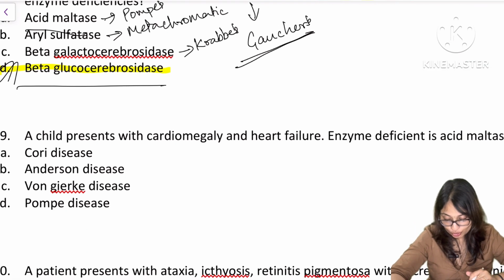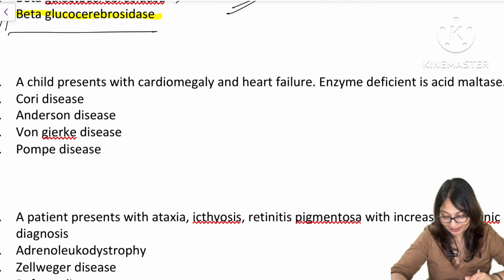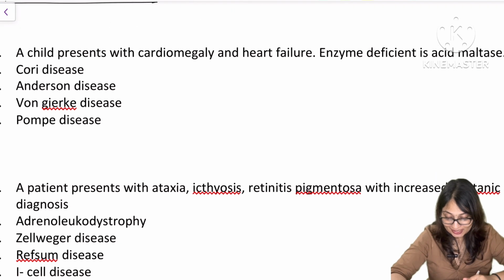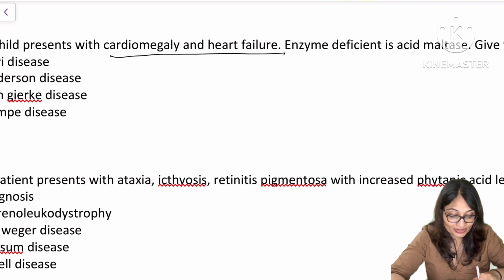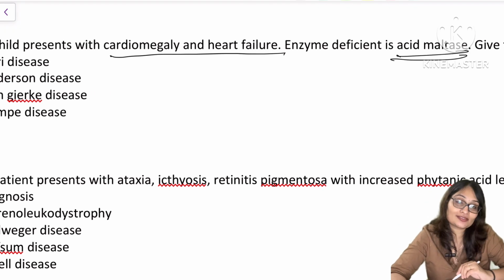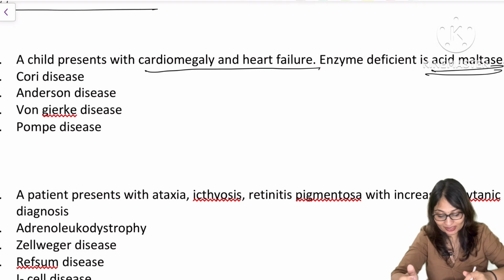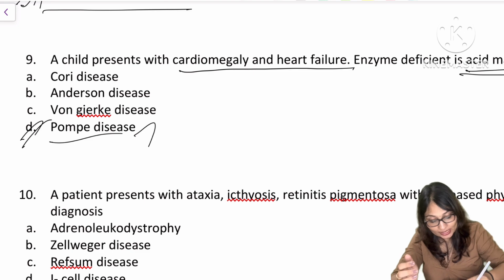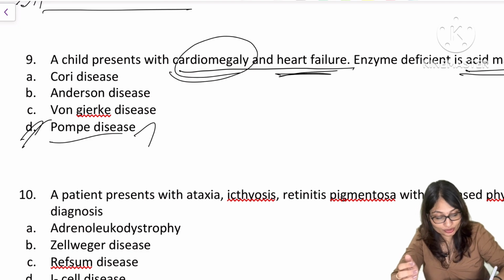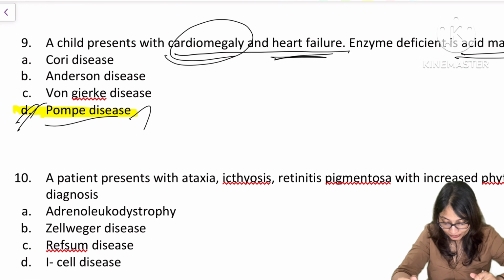So now let's move on to question 9. Okay, so we are beginning with where we left. This is a child presenting with cardiomegaly and heart failure. Enzyme deficient is acid maltase. So acid maltase, just now I told you, deficiency is associated with Pompe's disease. One more pointer here is cardiomegaly and heart failure. The glycogen storage disorder which is associated with cardiomegaly and heart failure is always your Pompe's disease. Okay, so this is it.